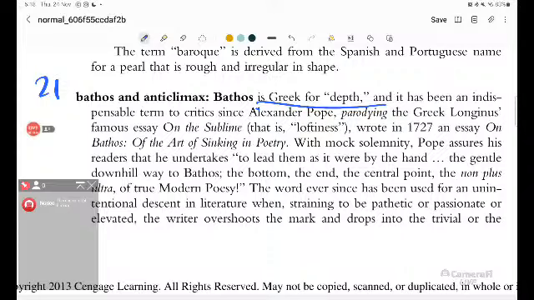So, Bathos and anticlimax. So, bathos को हम कहते हैं ग्रीक में depth, and it has been an indispensable term to critique since Alexander Pope, parodying the Greek Longinus' famous essay on the sublime, that is loftiness, wrote in 1727 an essay on bathos, the art of sinking in poetry. With mock solemnity, Pope assures his readers that he undertakes to lead them as it were by the hand, the gentle downhill way to bathos, the bottom, the end, the central point, the non plus ultra of true modern poesy.